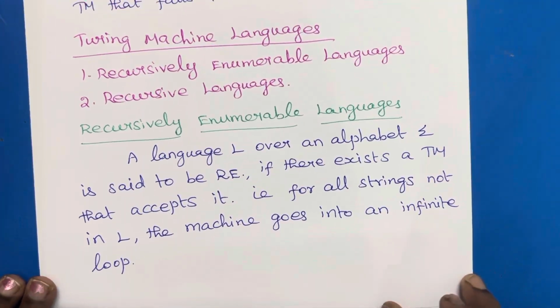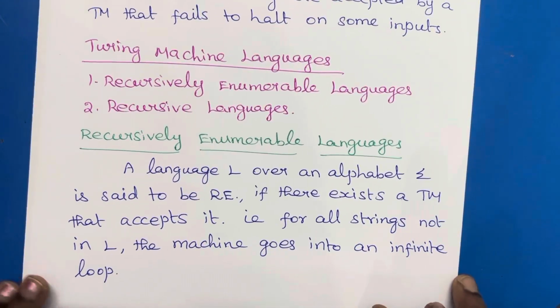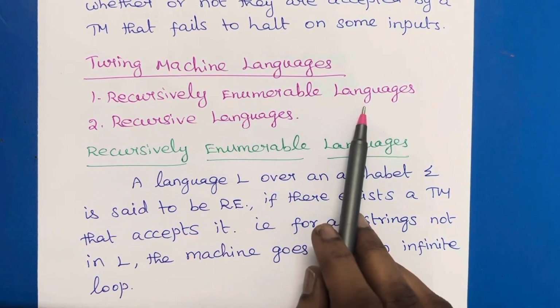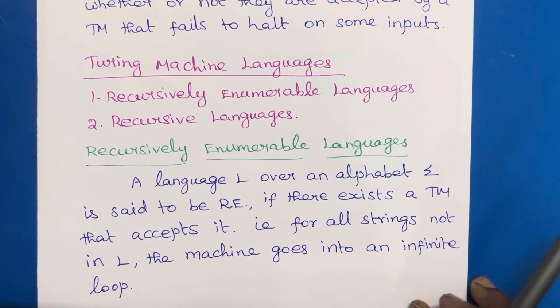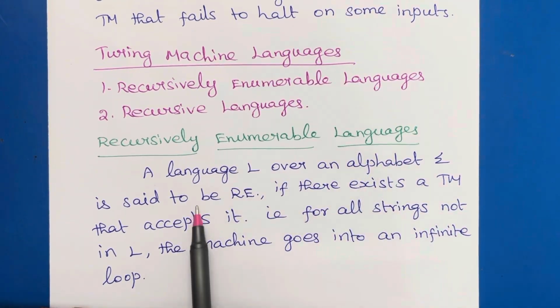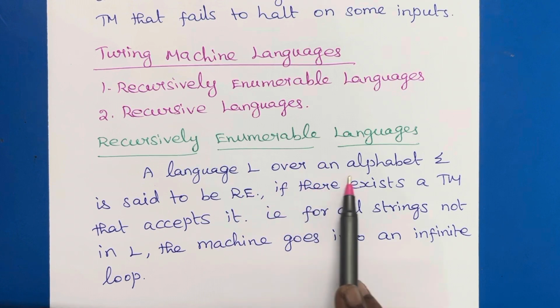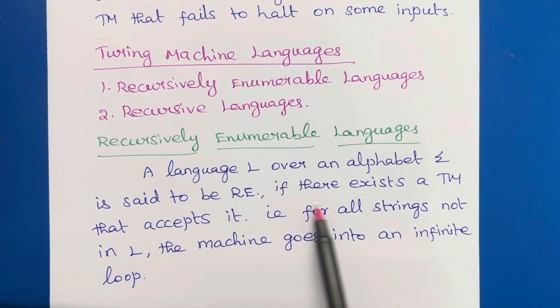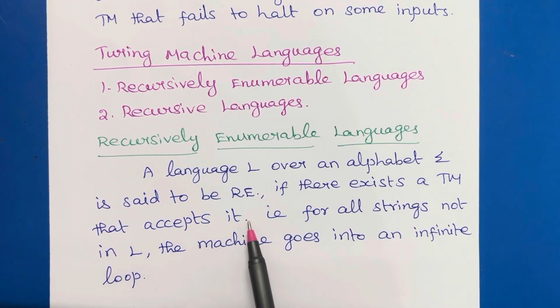Next one is Turing machine languages. There are two types of languages, recursively enumerable languages and recursive languages. A language L over an alphabet sigma is said to be recursively enumerable if there exists a Turing machine that accepts it. So if the Turing machine accepts the language, it is called recursively enumerable. And for all strings not in L, the machine goes into an infinite loop.